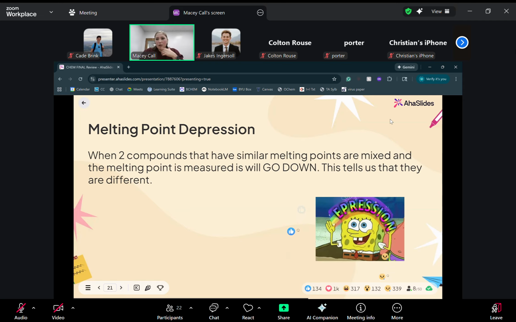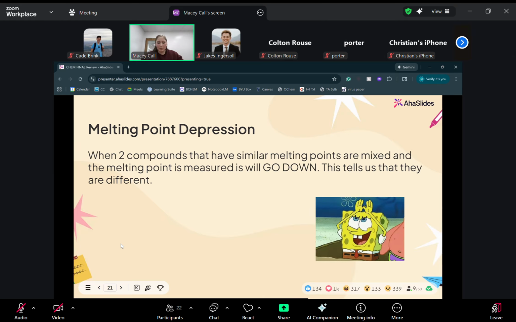Okay, so another concept that's really important is melting point depression. Say I have two compounds that have a similar melting point and I'm trying to determine if I have the two compounds or not. Say I get a white powder and I'm like, is this pure? Is it not pure? Is it two things? Is it one thing? I'm not sure. If I put two things that have a similar melting point both in my capillary tube and measure the melting point, it should go down. So this will tell us that they're different.